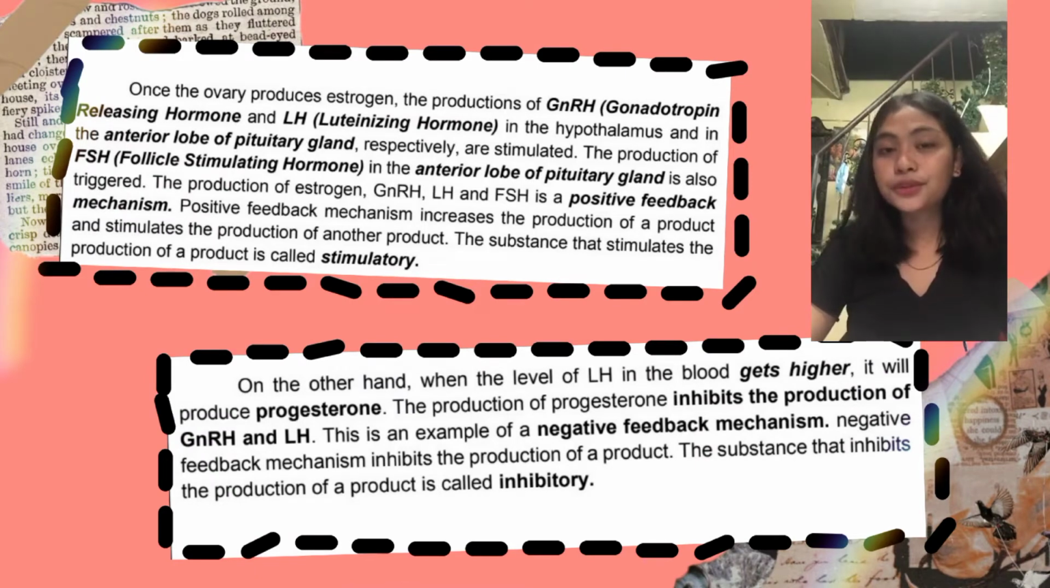Once the ovary produces estrogen, the production of GnRH and LH in the hypothalamus and in the inferior lobe of the pituitary gland, respectively, are stimulated. The production of FSH in the inferior lobe of the pituitary gland is also triggered. The production of estrogen, GnRH, LH, and FSH is a positive feedback mechanism. Positive feedback mechanism increases the production of a product and stimulates the production of another product. The substance that stimulates the production of a product is called stimulatory.